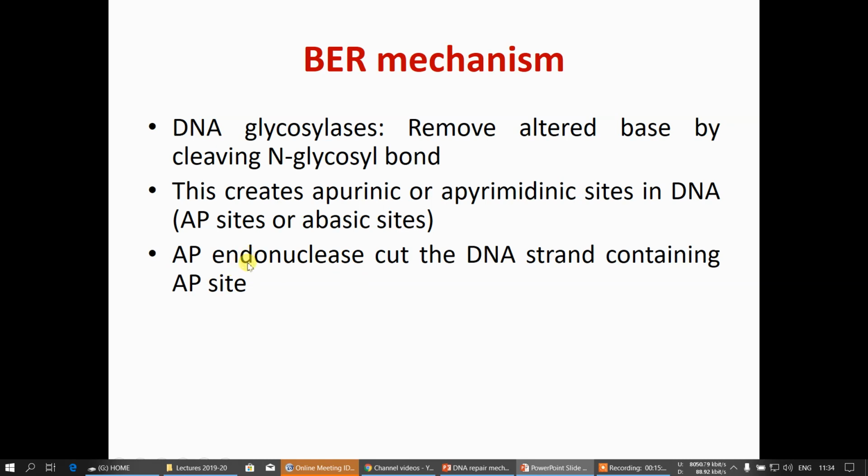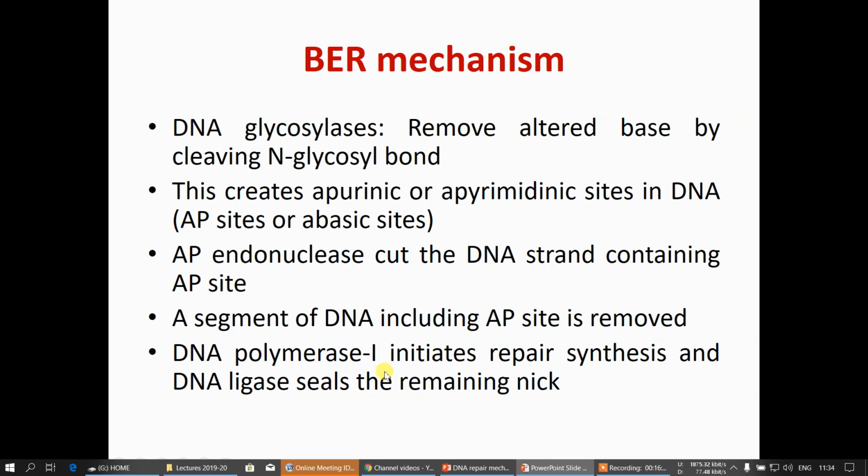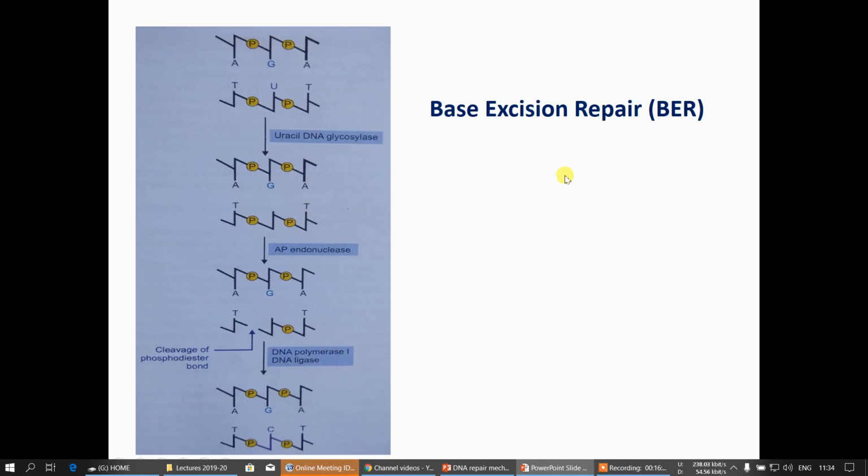And after that, the AP endonuclease enzyme will cut the strand containing that AP site, and then the segment of DNA including the AP site is removed. Then DNA polymerase 1 initiates the repair synthesis and DNA ligase seals the remaining nick. Here you can see this is the base excision repair. It doesn't require any methylation of the template strand.